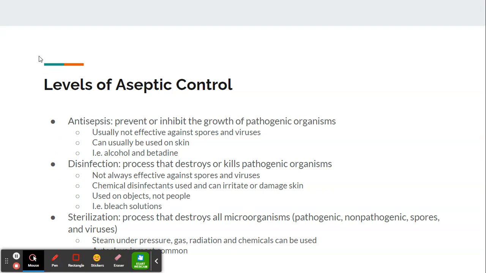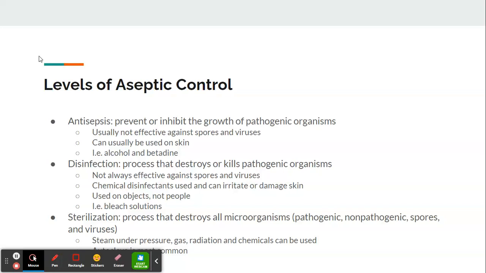When we look at different levels of aseptic control, asepsis is going to be our lowest level. So this is where we are preventing or kind of stopping or inhibiting the growth of pathogenic organisms. This is not typically going to be effective against spores and viruses, but it's what we can use on our skin. So hand washing, things like alcohol, betadine, stuff we can use to clean skin is going to fall under asepsis.